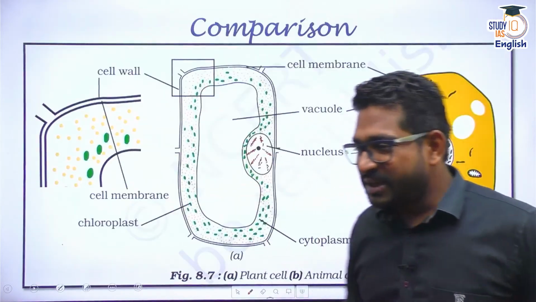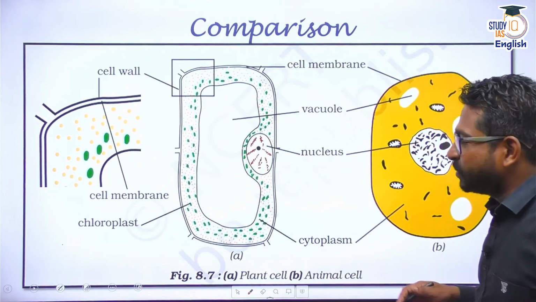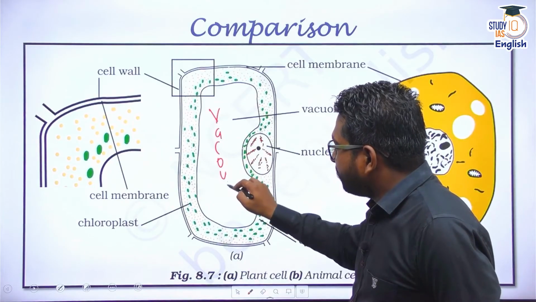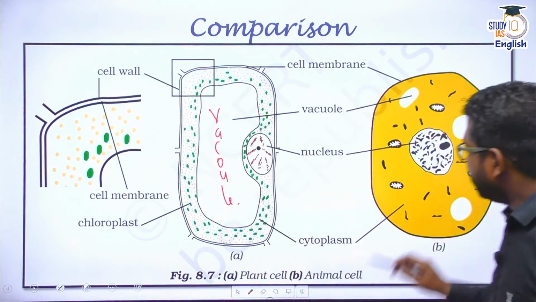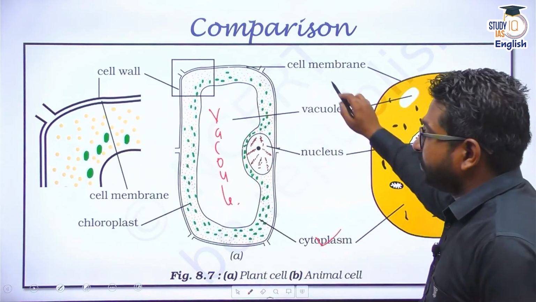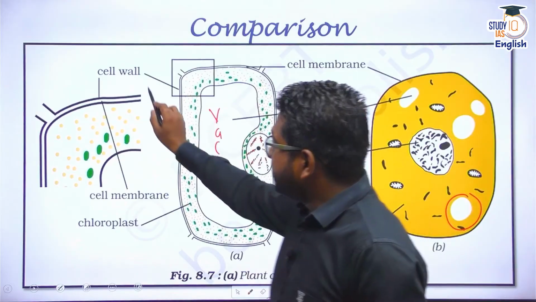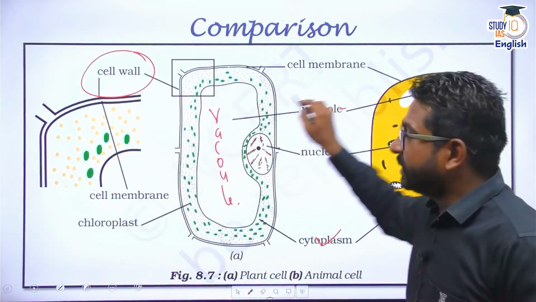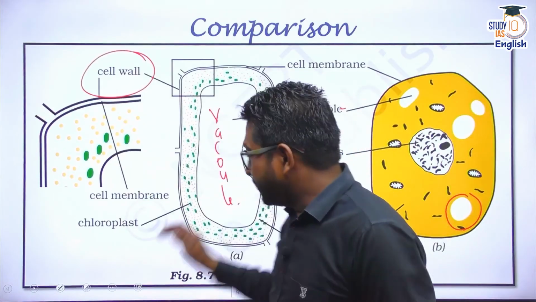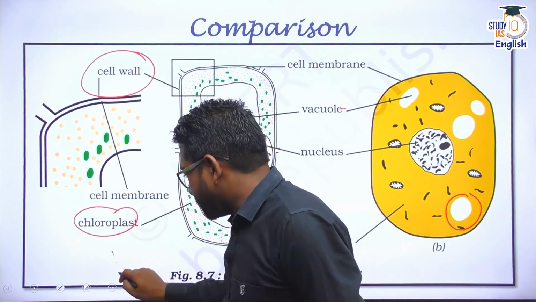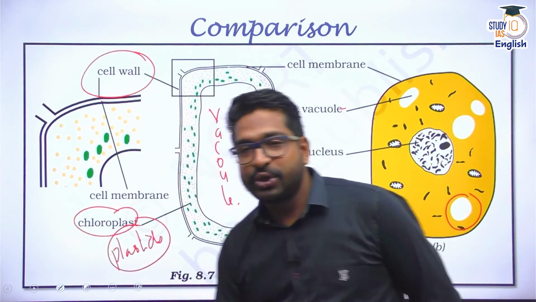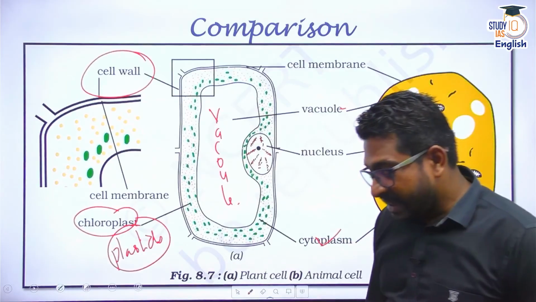So let's end the discussion with a comparison. You can see a plant cell has a very big vacuole, but in an animal cell, you have a smaller vacuole. Both have cytoplasm. I also told you that in a plant cell, there is a cell wall, and in an animal cell, the cell wall is missing. Apart from that, plant cells have chloroplast, which means they have plastids. But animal cells do not have plastids. These are the basic differences.